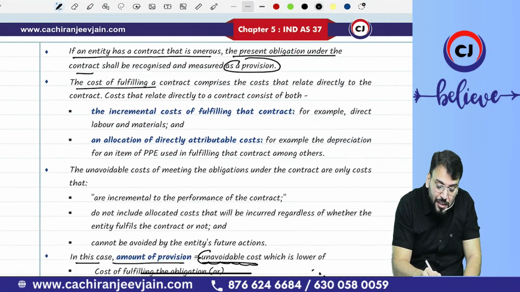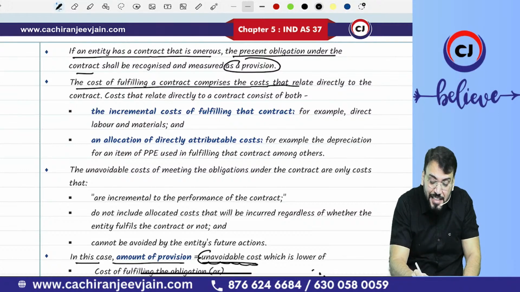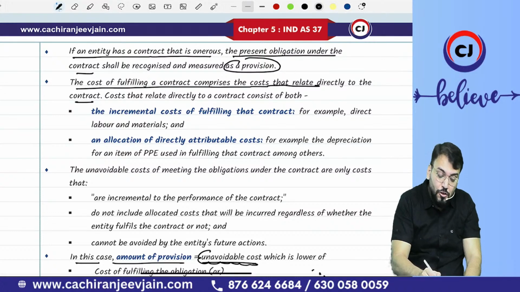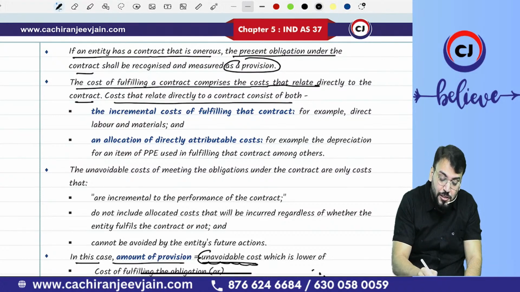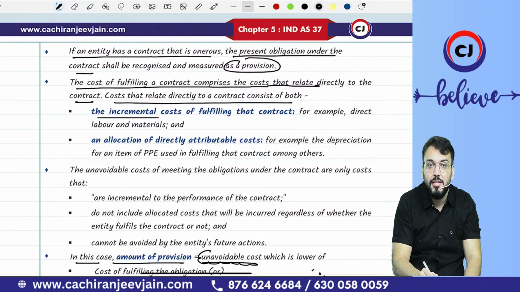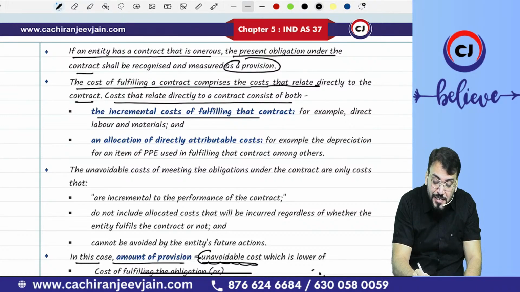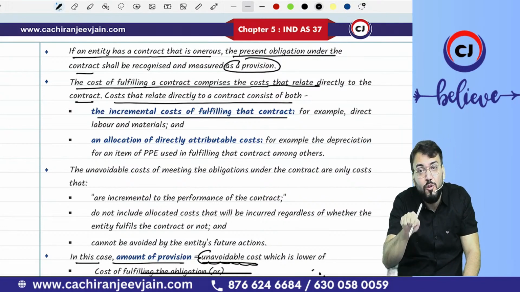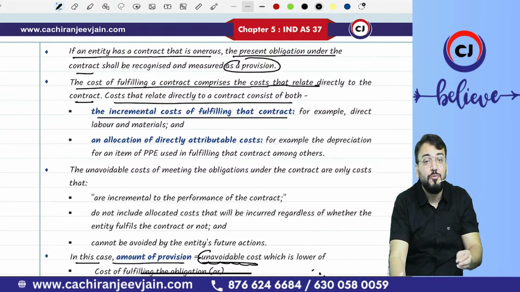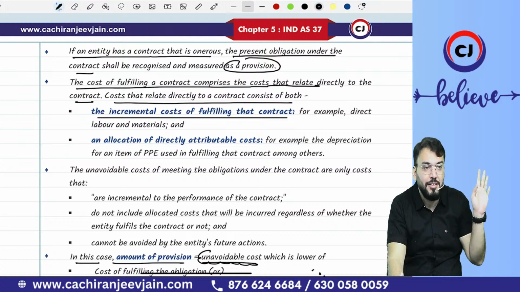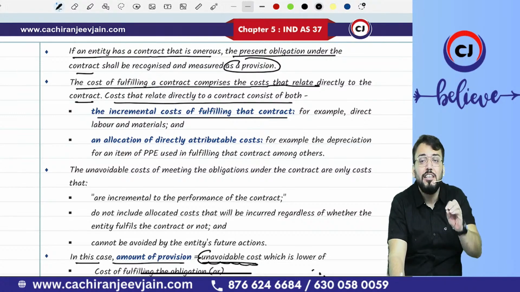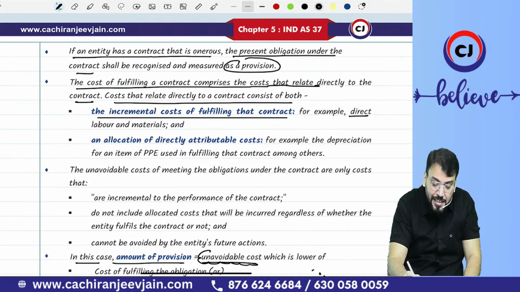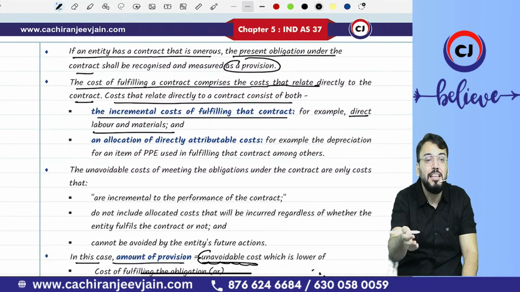The cost of fulfilling a contract comprises the costs that relate directly to the contract, means all the direct costs. Costs that relate directly to the contract consist of the incremental cost of fulfilling that contract. Incremental costs are those costs which will be incurred only when we fulfill the contract. If you do not fulfill the contract, that cost will not be incurred. So that becomes the incremental cost. Suppose you are doing some production process, the incremental cost will be the direct labor and direct material.